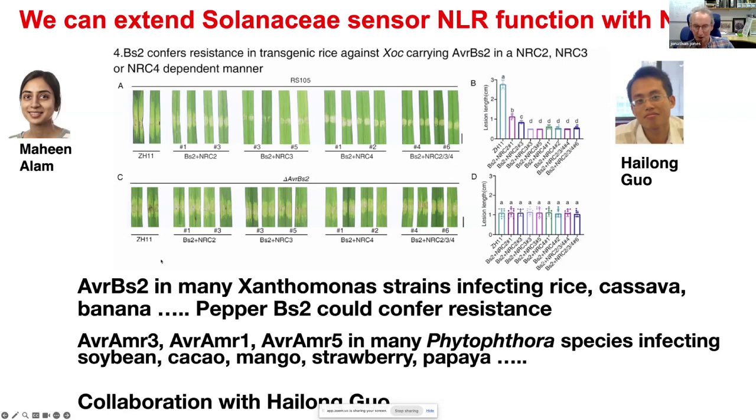And this could be very useful because RPI-AMR3 recognizes AVR-AMR3 homologs, and the same is true of AMR1 and AMR5, that are found in many Phytophthora species, including ones affecting soybean, cacao, mango, strawberry, papaya, and others. So this might extend that utility. Of course, people will have to get over themselves with respect to using crops where genes have been moved from one plant species to another, but there's no technical reason why this won't work.